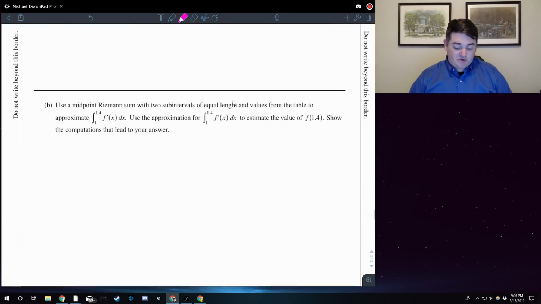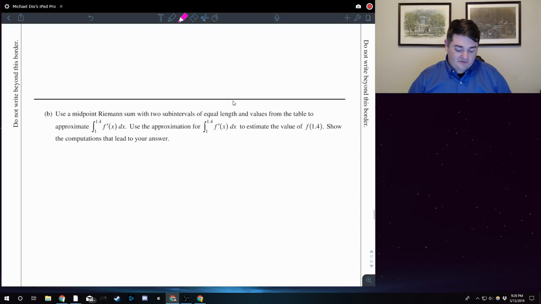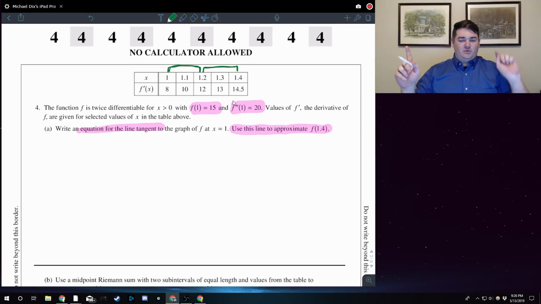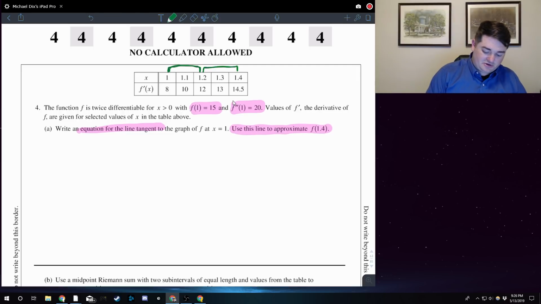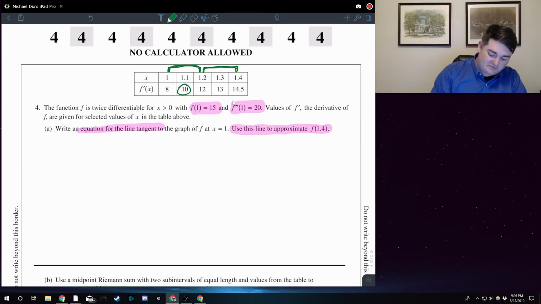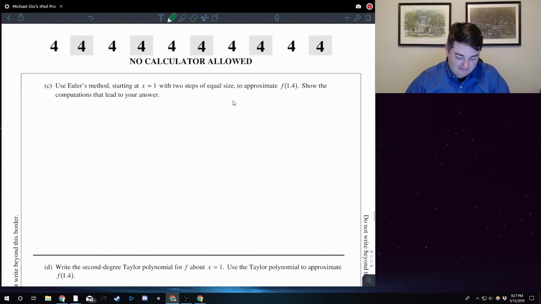B, use a midpoint Riemann sum to find the value of the integral from 1 to 1.4. We don't do a lot of midpoint sums. The nice thing about midpoint sums is that they kind of have to give you a table that works with a midpoint sum. If you're going from 1 to 1.4 with 2 steps, these are your 2 rectangles, and you're not going to pick the right side, from your perspective, you're not going to pick the left side, you're going to pick the middle. So the heights of these rectangles are 10 and 13 for a midpoint sum.